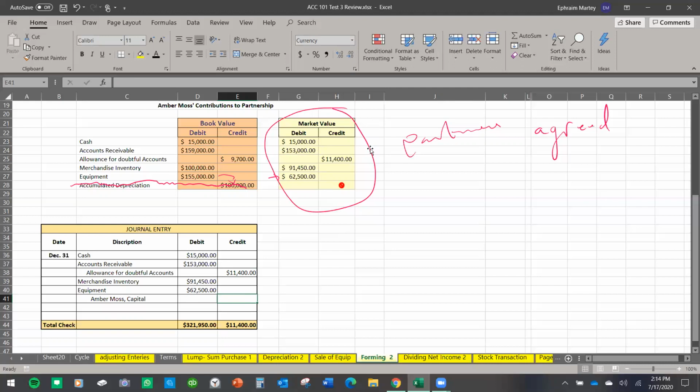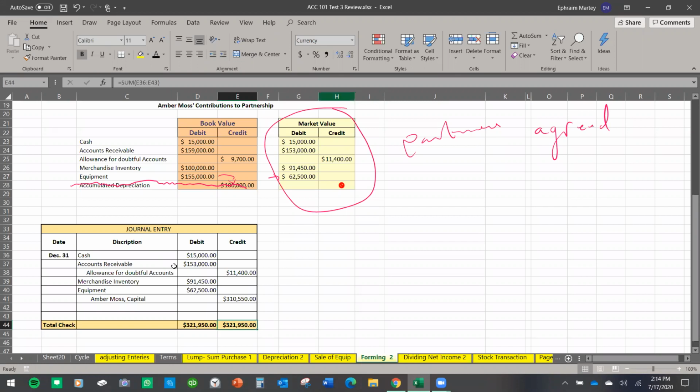Okay, so we are going to sum up everything here minus everything here. There's only one thing there. Okay, and that is 310,000, and then we know our total check is this and that. Okay, so this is Amobro's capital in the partnership.